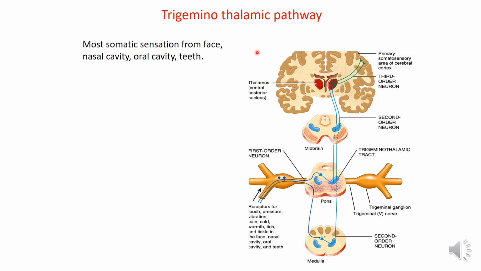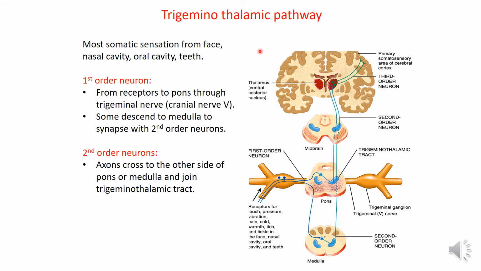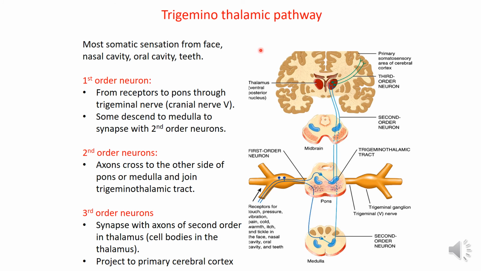Trigemino-thalamic pathway. The trigemino-thalamic pathway carries somatic sensation from the face and head, nasal cavity, oral cavity, and teeth through the trigeminal nerve. The trigeminal nerve has three branches. One is called ophthalmic, for sensation of the upper face; maxillary, for sensation of the middle face, upper teeth and gums, plus the nasal cavity; and from the lower part of the face, the lower jaw and teeth, sensation comes from the mandibular branch.